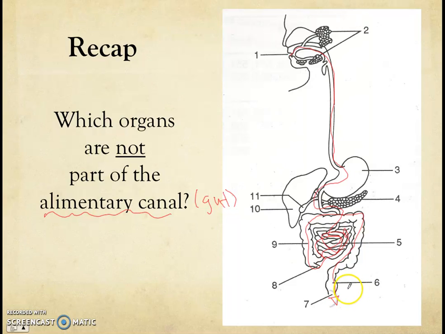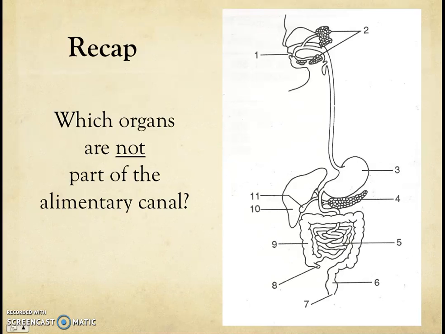out. And then we have the associated organs, or the organs which produce fluids, but the food does not pass through them. So we had the liver, the gallbladder, the pancreas, the salivary glands. Now, in this video, we're going to be talking about what happens to food as it passes through the alimentary canal.